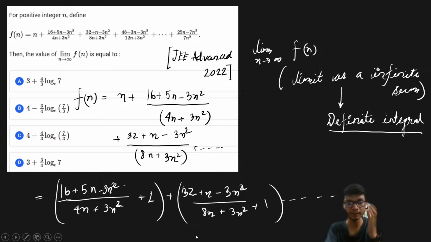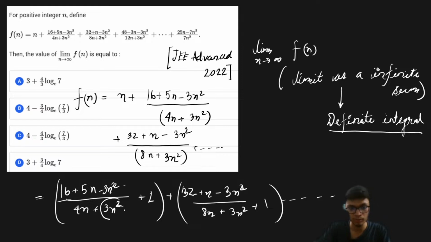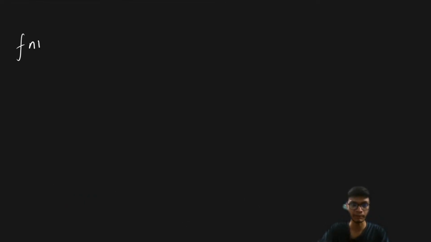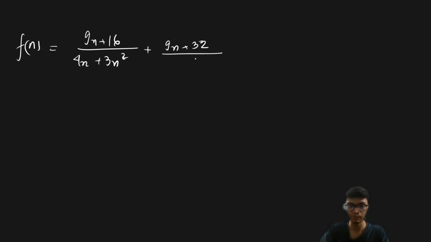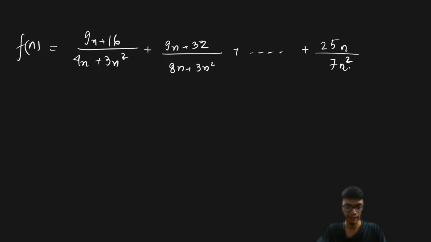Interestingly, why I added this plus 1 over here: when I did this plus 1, the 3n square and the minus 3n square get cancelled out. Again over here also, the 3n square and the minus 3n square get cancelled out. Therefore that first term of f of n is simply 9n plus 16 divided by 4n plus 3n square. Similarly, this part is equal to 9n plus 32 divided by 8n plus 3n square, and so on up to the last term, which is 25n divided by 7n square. So that's what the terms are looking like.